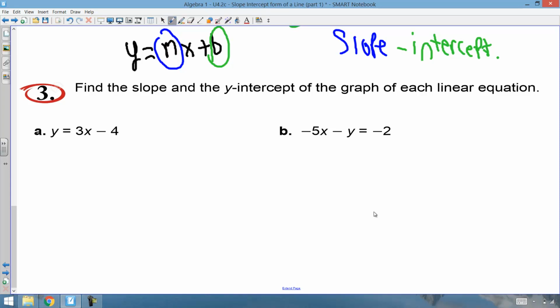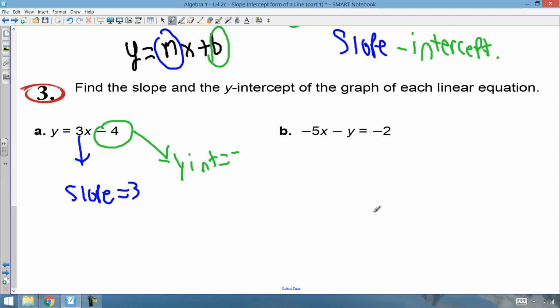Now let's look for the slope in this first line. Can we find it? Well, yeah, we can look here and just right away we got a slope of 3. And can we find the y-intercept? Well, watch out because you got to also use the sign when you're doing that. So we can also say that there's a y-intercept of -4. So that's really all you're doing.